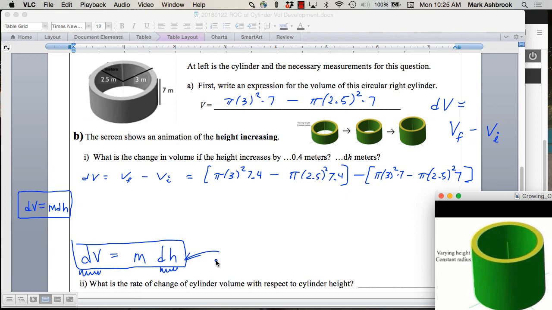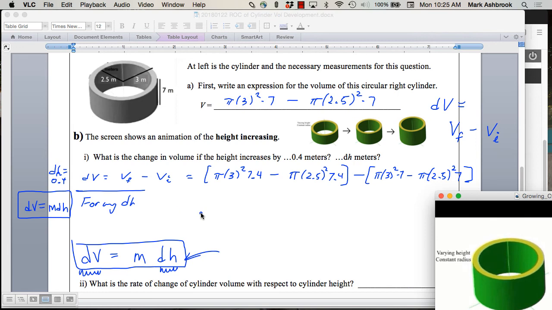Okay, so yes, someone said, tell me your name again? Hannah was saying we should do what now? So if we want to do dV, that was for dH equals 0.4. So what about just generically for any dH? What would be different here, for any dH, not just 0.4? Yeah, just substitute 7.4 with 7 plus dH.